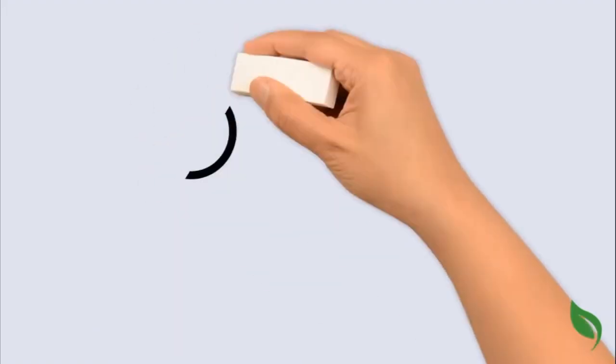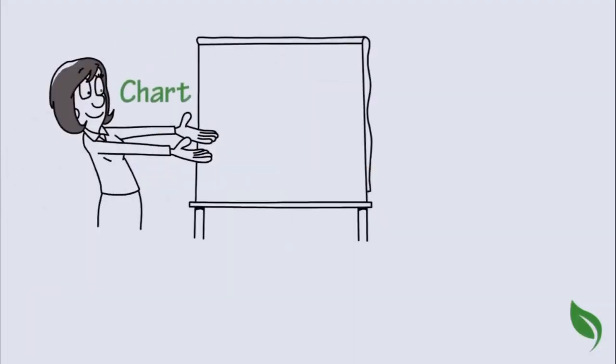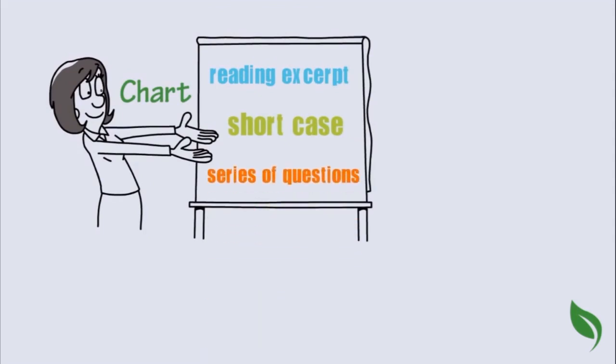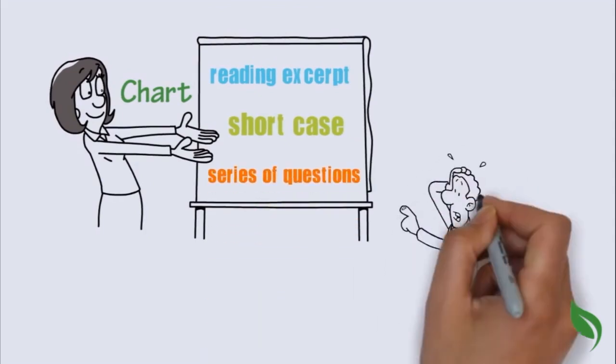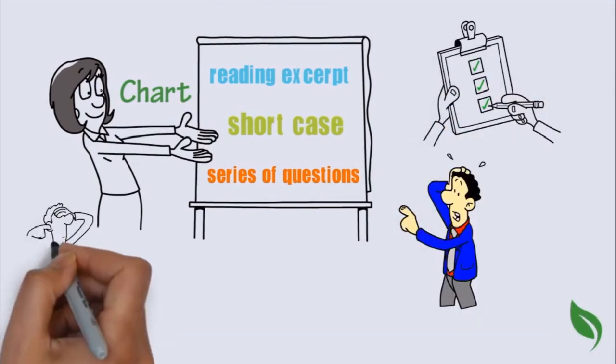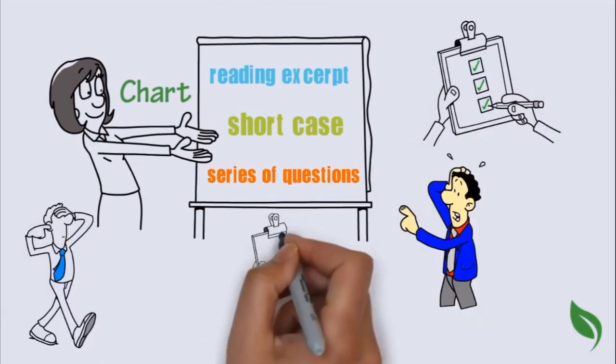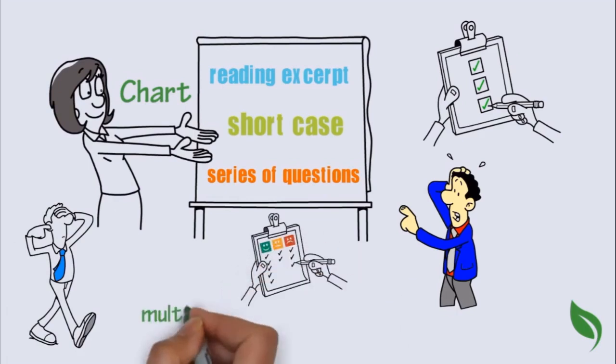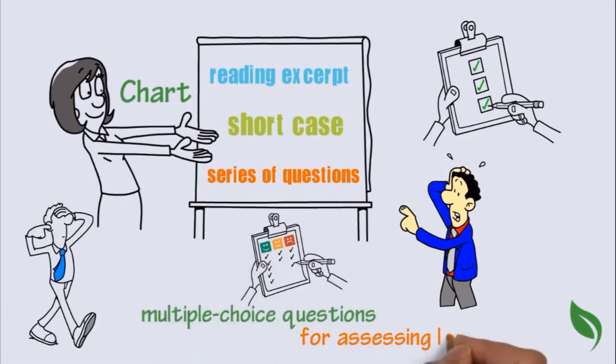Number 8. Consider presenting a chart, a reading excerpt, or a short case, and writing a series of questions in which test takers have to interpret what you've presented in order to select the correct answers. These questions are more difficult to create and, unsurprisingly, can be the best kinds of multiple choice questions for assessing learners.